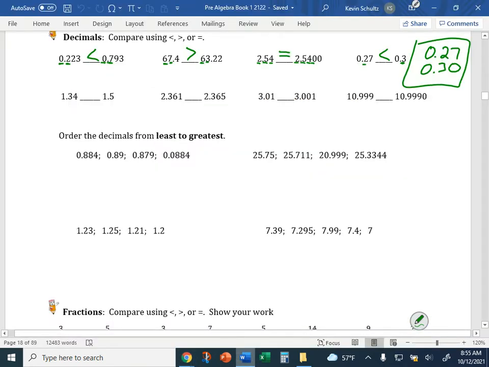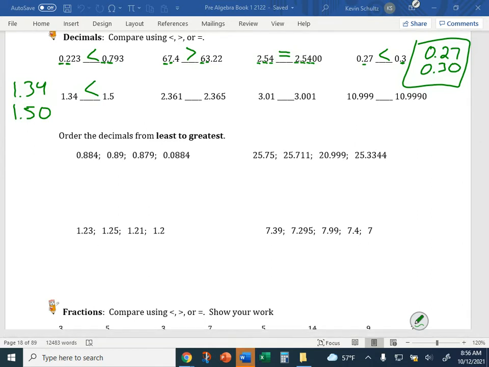Looking at these 4, 1.34 and 1.5, what goes in the middle? Anybody? Greater than. Less than. Wait, I'm looking at the wrong one. Sorry, I was looking at the bottom here. Okay. I was looking at the 1.34 is less than 1.5. If you use the stacking method as a visual, we're comparing 34 with 50. You can also look at place value. They've got the same number of wholes. As soon as we get to the tenths, though, 3 is less than 5. Okay, and so it's going to be less than.